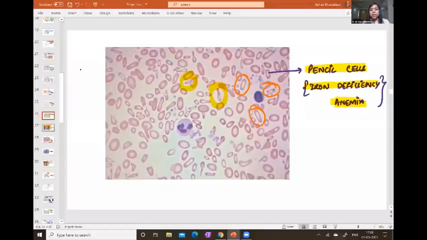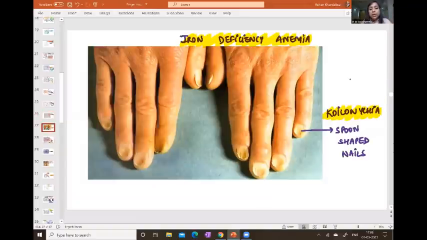Then this image shows another thing which is seen in iron deficiency anemia, that is, clinically the patient can show koilonychia. What is koilonychia? Spoon-shaped nails, right? You can see in this picture beautifully spoon-shaped nails. They are depressed, spoon-shaped, right? So in a clinicopathologic question, you can be given both the images, a spoon-shaped nail image plus a peripheral smear. We come to a diagnosis of iron deficiency anemia, correct?